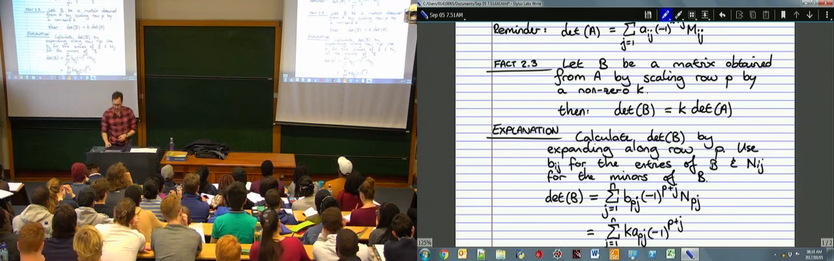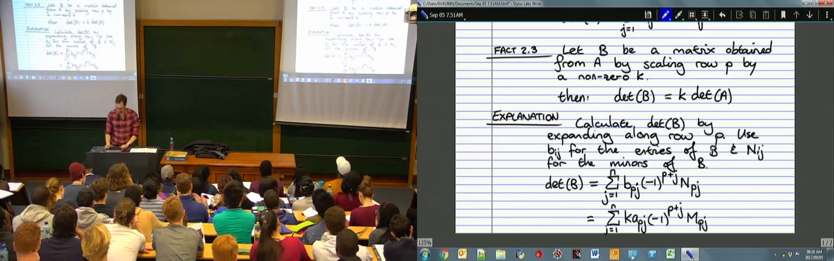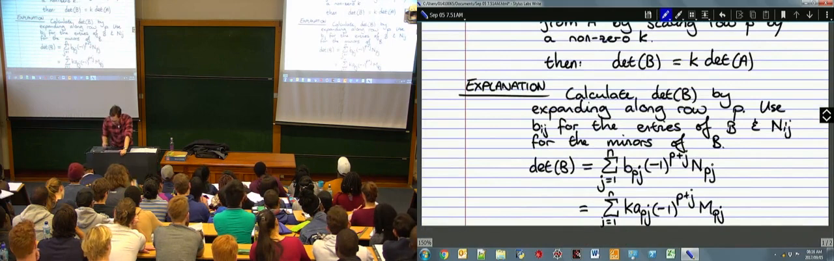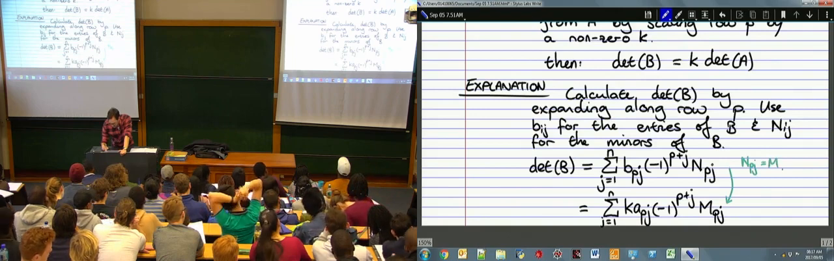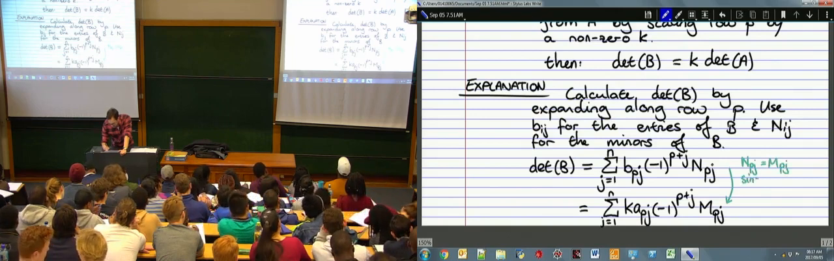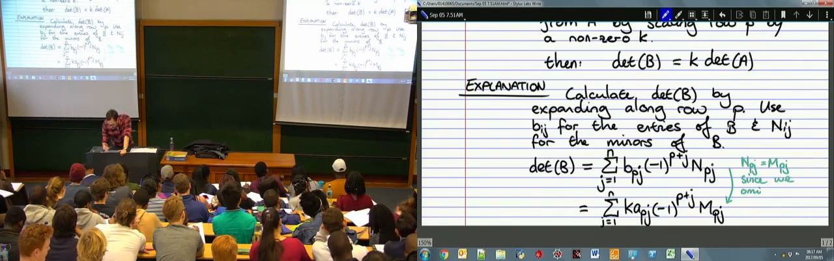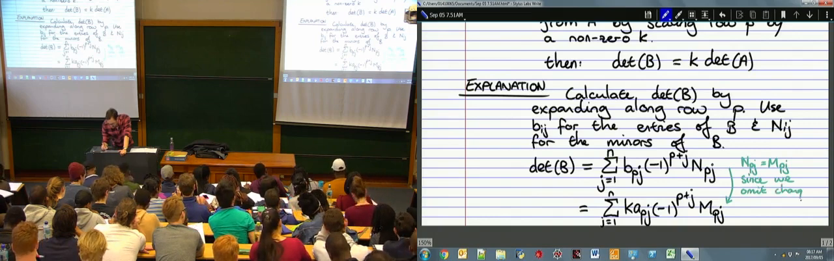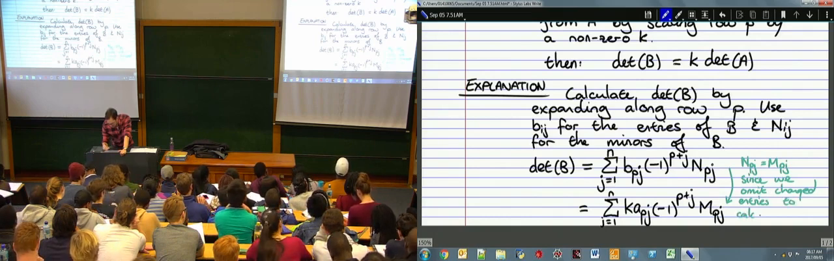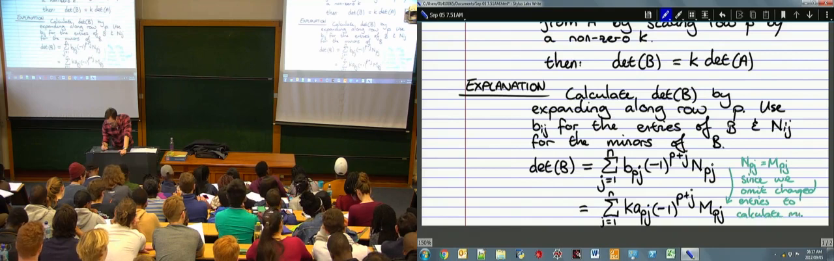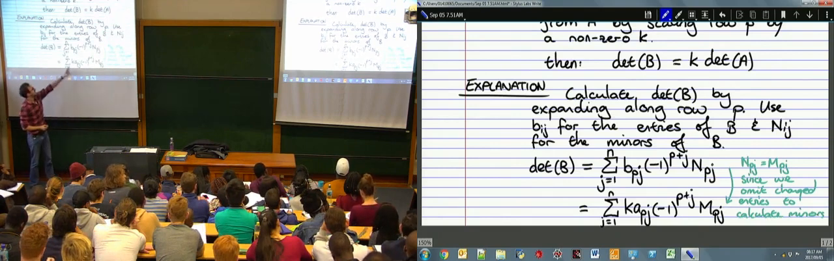So we can replace npj with mpj, right? Maybe we can see if we can fit in an explanation over here. npj equals mpj since we omit changed entries to calculate minors, right? And now this over here, this k is just a constant.